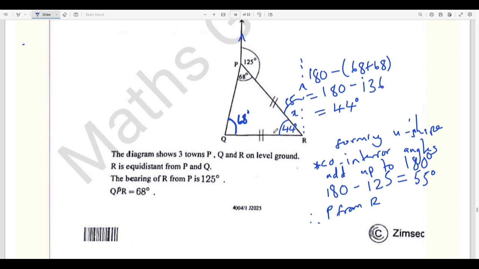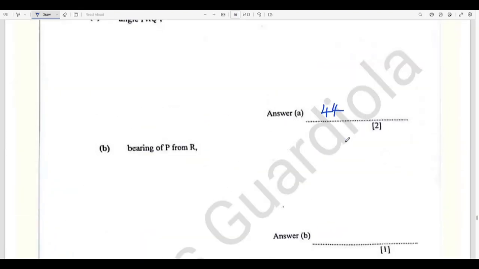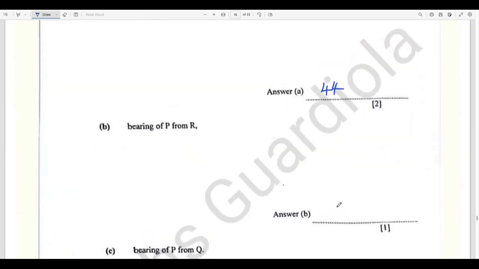So the bearing of P from R, starting from north, is as simple as saying 360 degrees, which is a full revolution, minus only that small part which we do not want, 55, and this gives us 305 degrees. So the bearing of P from R is equal to 305 degrees, because we've subtracted that 55 degree angle from the 360 degree revolution, and that gets us to where we want to go.